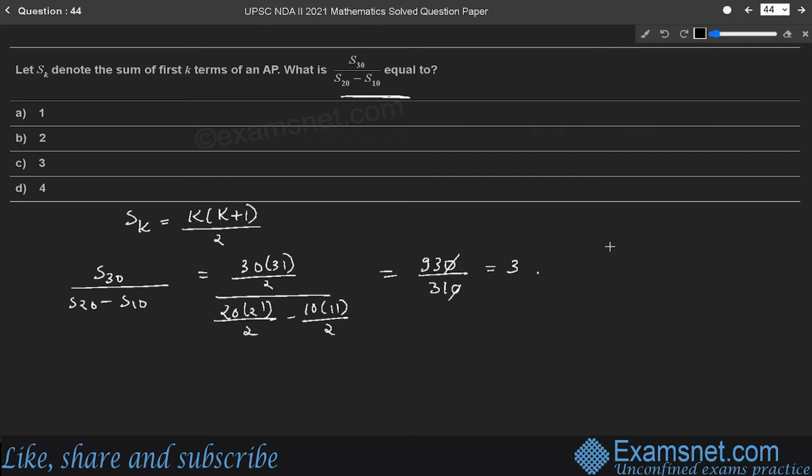This kind of question is very simple. We already know the formula for the sum, which is n into n plus 1 by 2. Since there are k terms, in the place of n we have written k. Similarly, we can find the values for S30, S20 and S10. So we have replaced the values in the given expression and we got the answer 3. So the correct option for this question is option C.